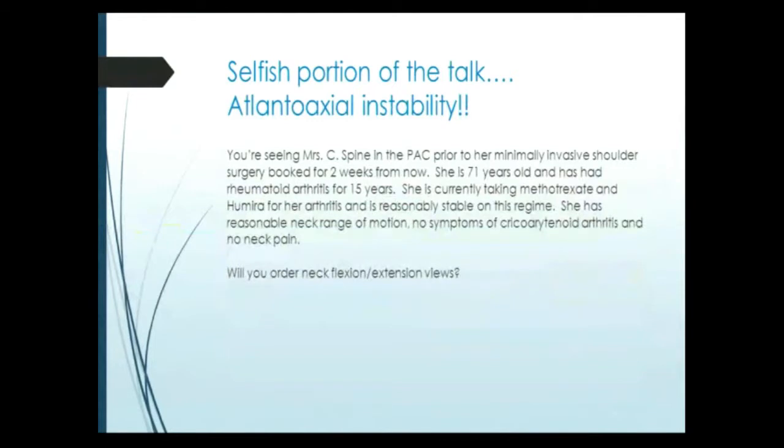Okay, so you're seeing Mrs. C-spine intact prior to her minimally invasive shoulder surgery, two weeks from now. She's 71 years old, has rheumatoid arthritis for 15 years. She's on methotrexate and Humira, and is reasonably stable. She has a reasonable neck range of motion, no symptoms of myelopathy, and no neck pain. Are you going to order a neck flexion extension view?